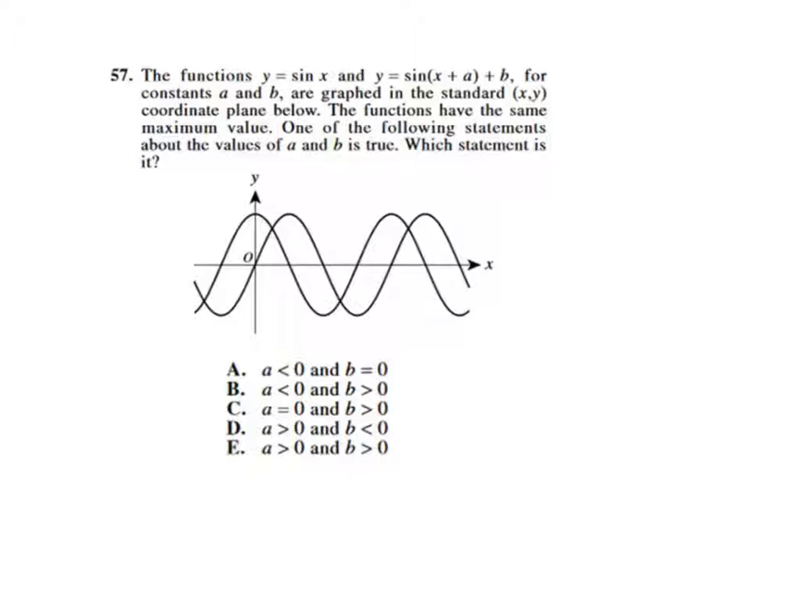So first of all, there's kind of a lot of just notation things happening here in the question that we're going to have to kind of pull apart here. So first of all, we have y equals sine x, and this is a parent function. We also have y equals sine of x plus a, plus b. So what we're looking at here is a transformation. They've just dressed it up as a trig function as opposed to what you're used to seeing.